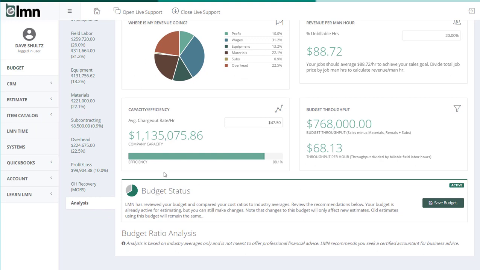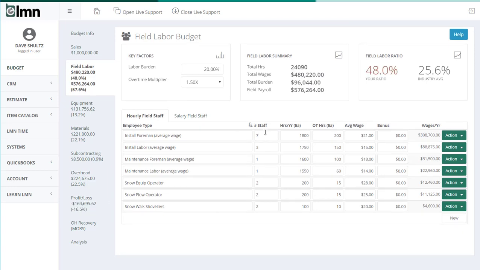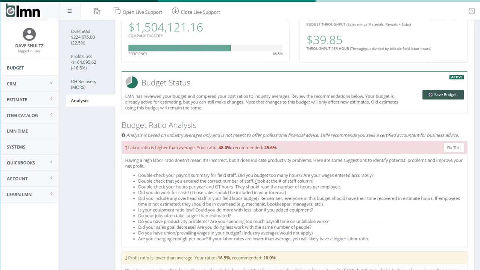Finally, the analysis screen will give you some warnings if you're off. My budget's pretty accurate, so I don't get any warnings. But let's see what happens when we change something around. I'm simply going to go to the field labor budget, and I'm going to say we're going to do the same sales, but I have 7 landscape foremen. Let's go back to the analysis screen. Immediately now I get a warning.